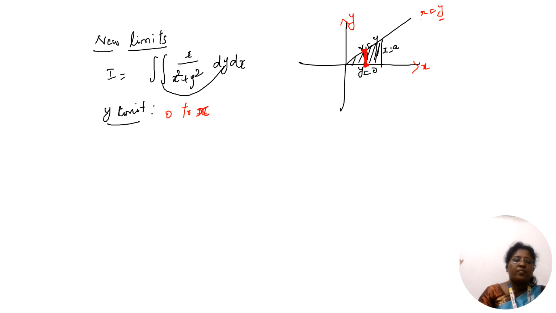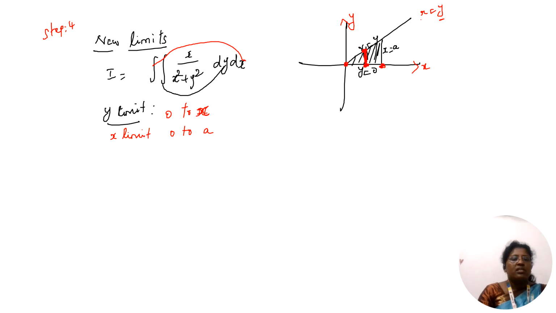Next we have to find the x limit, the outer integral with respect to x. The outer integral limit is always constant. To find the x limit, in the x axis we take the minimum point and maximum point. This x axis varies from origin 0 to this point. At this point the value of x is a. So the x limit is 0 to a. After finding the new limits, this is step 4.